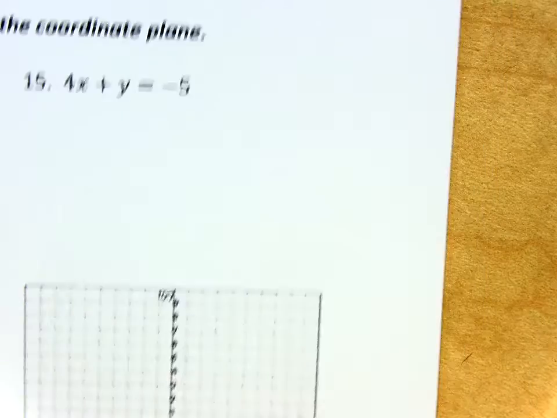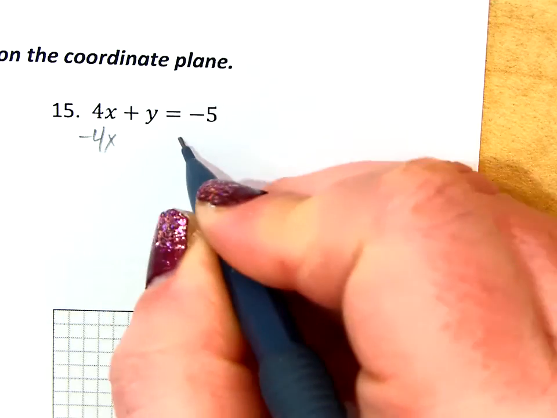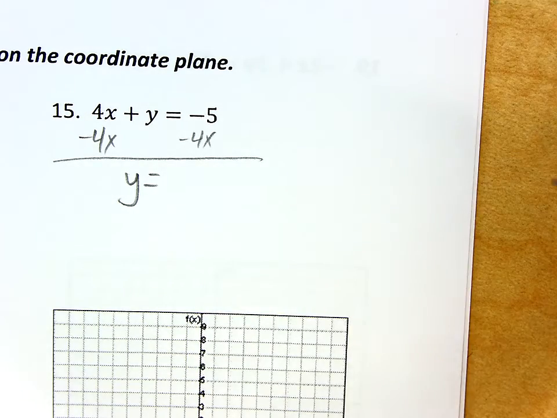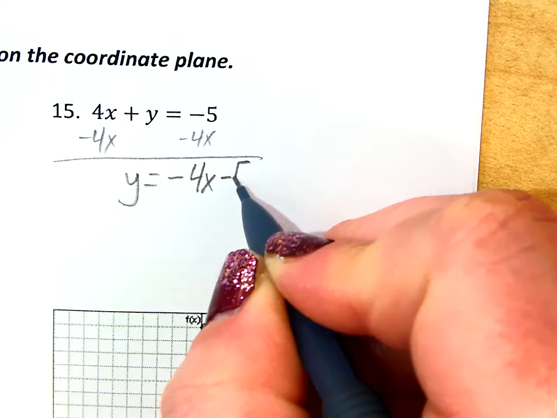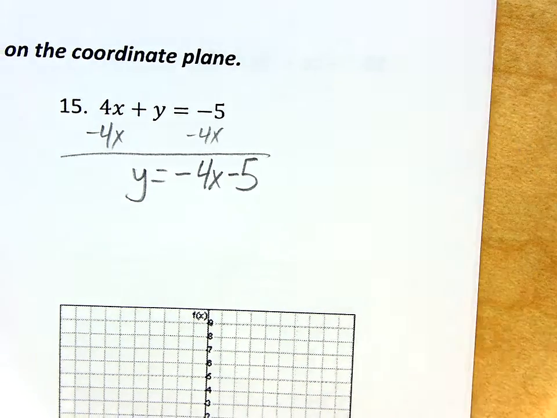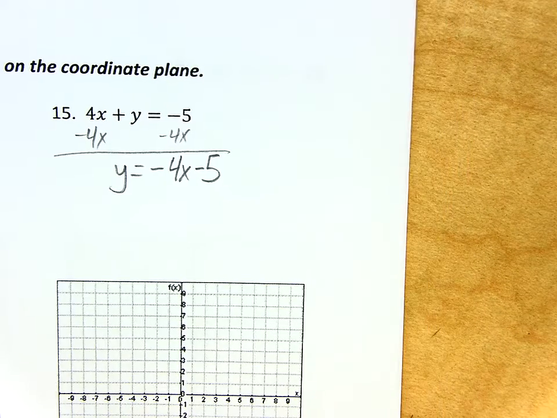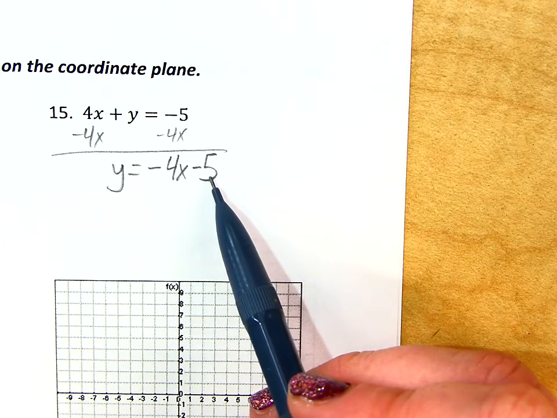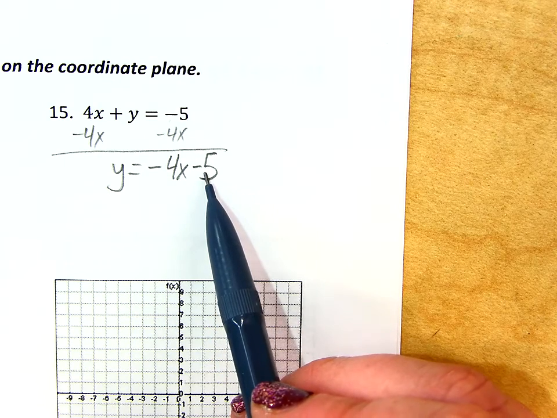All right, what do I do on 15? You subtract 4x from both sides. Yes, minus 4x, minus 4x. So now I get y equals negative 4x minus 5. Yes, negative 4x minus 5. You gonna tell me how to graph? Go ahead. Now, if it's a negative 5 there, it's gonna stay a negative 5 right there.